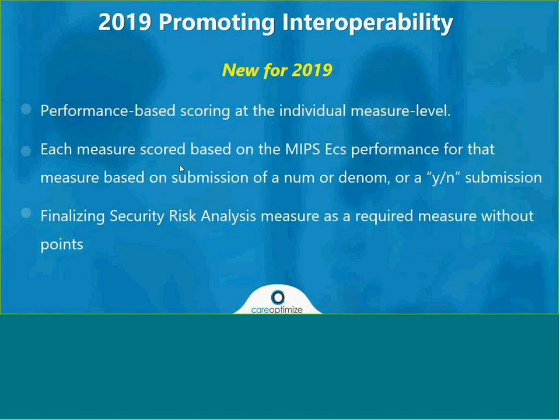And this, I'm sure most people saw coming, was the security risk analysis that has to be done, that most groups do every year for their measure. It is now going to be required, but you will not get any points for it. So in 2017 and 2018, all of our clients and all of you who are on this call that are not clients, you got points for doing your SRA. In 2019, sorry, you're still going to have to do it, but CMS will not attribute any points to you for doing it.